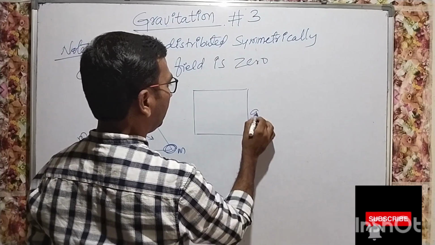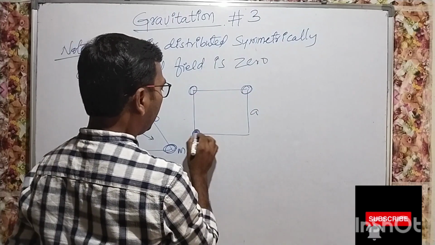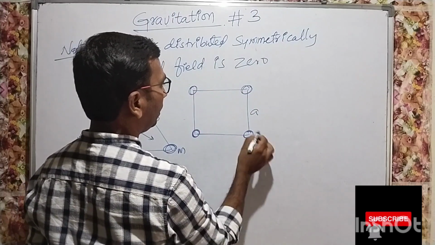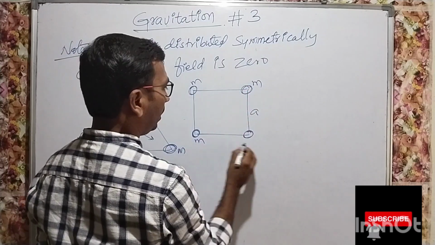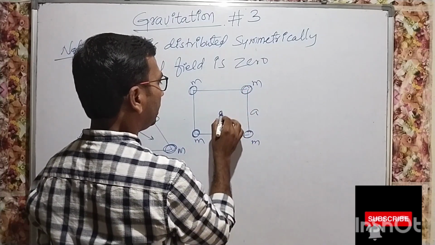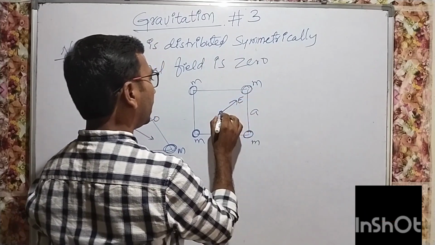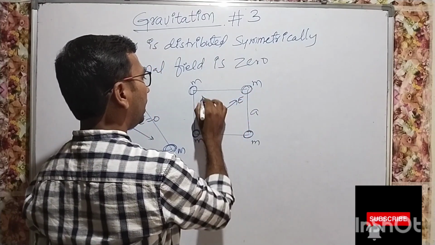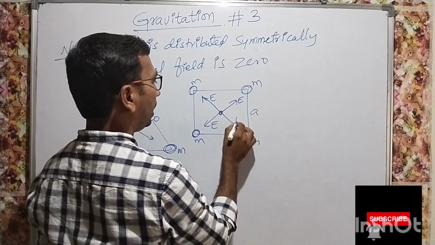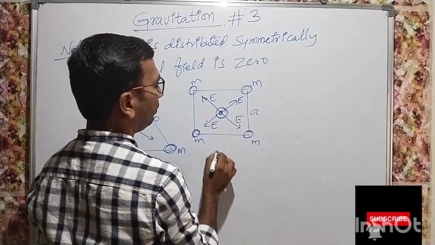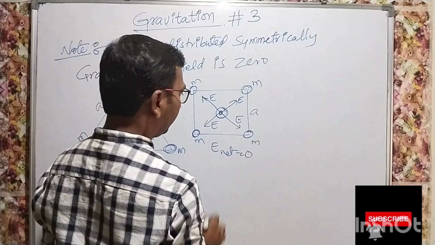Similarly, you can take a square of side a, with identical masses placed at the corners. So this is M and M. Field at the center: due to this mass, the gravitational field acts in this direction, due to this mass in this direction, and due to these, like that. Here also the net gravitational field E net is equal to 0.